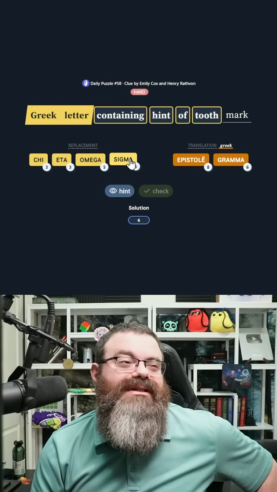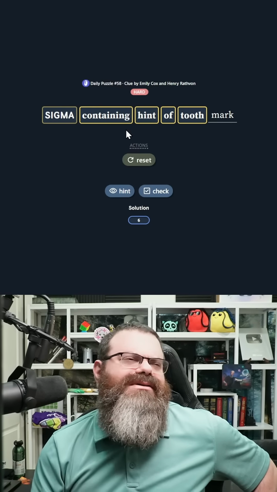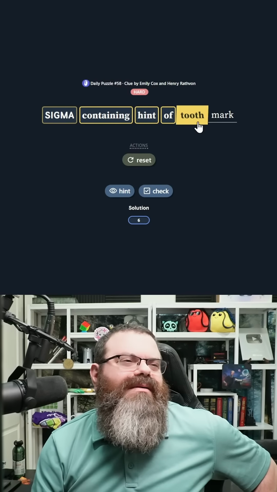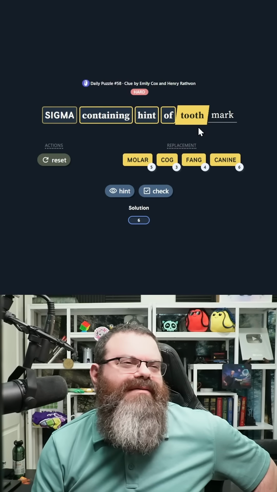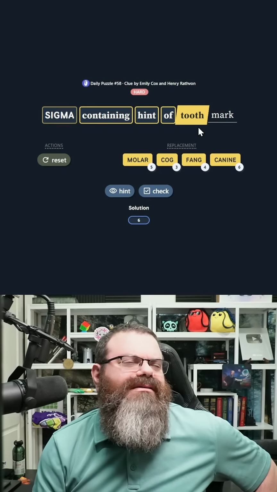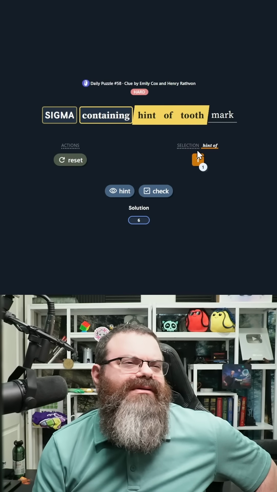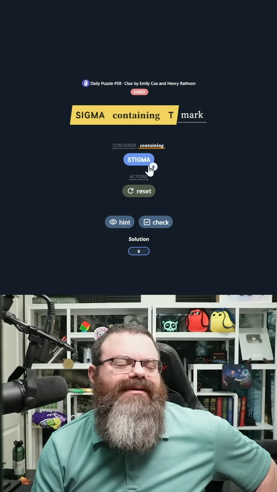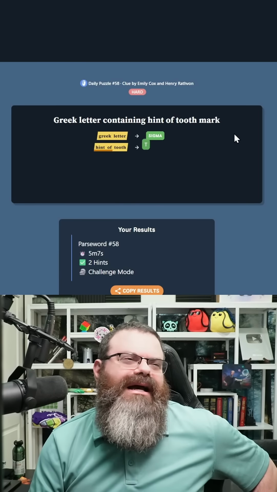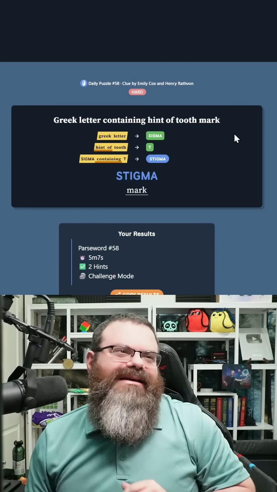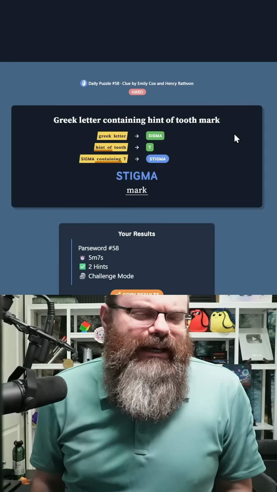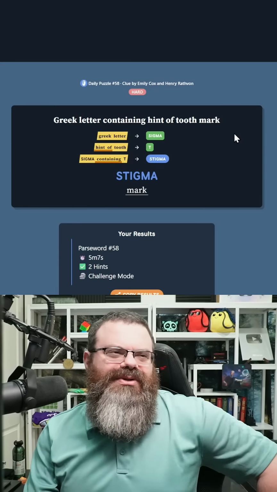So our other option is sigma. And I don't see how sigma becomes mark. Our options are T, M, C, or F. Stigma. So I don't have to do a replacement. If only I'd seen stigma. I didn't really need the hints. I needed to think of the word stigma from sigma. And that just took me that amount of time to do.